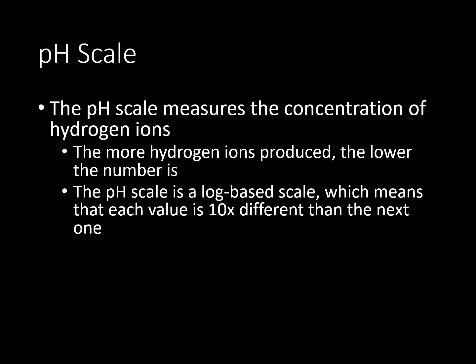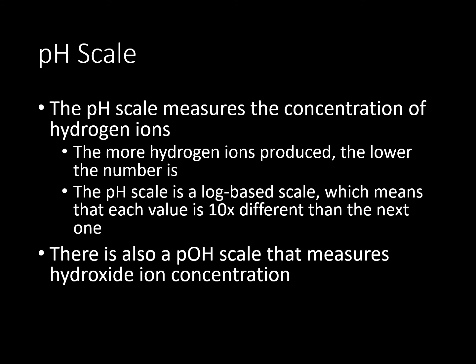It is a log-based scale, which means that each value is 10 different than the next one. So a pH of 5 is 10 times more acidic than a pH of 6. And a pH of 5 would be 100 times more acidic than a 7 and 1,000 times more acidic than an 8. You could also go the other way around. An 8 is 10 times less acidic than a 7, 100 times less acidic than a 6, etc.